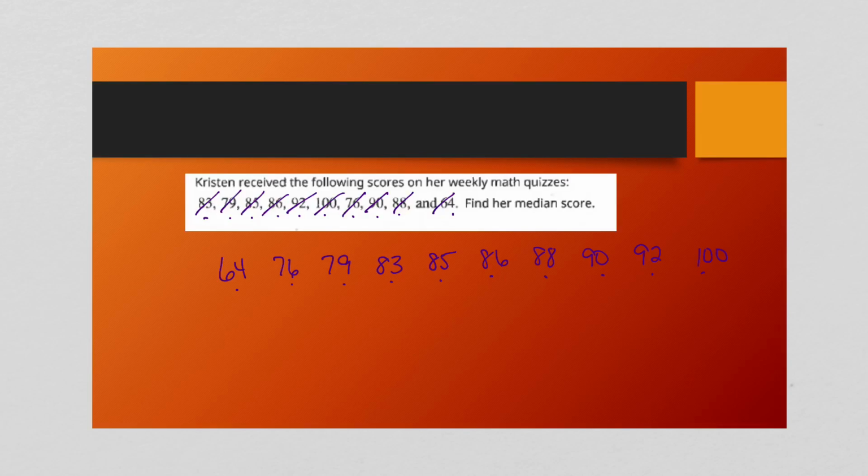Okay, so with there being an even number, I actually have two middle numbers. These guys. Notice how I have 4 on each side. So whenever you have two middle numbers like that, you have to find the average of the two. So you add them together, and you divide by 2. So 85.5 is my median on this set of scores.